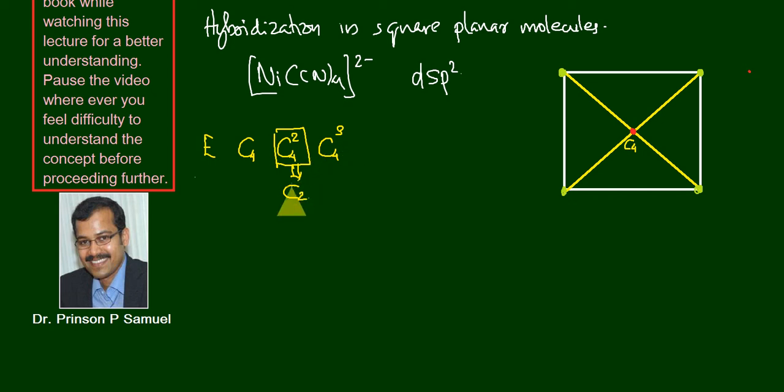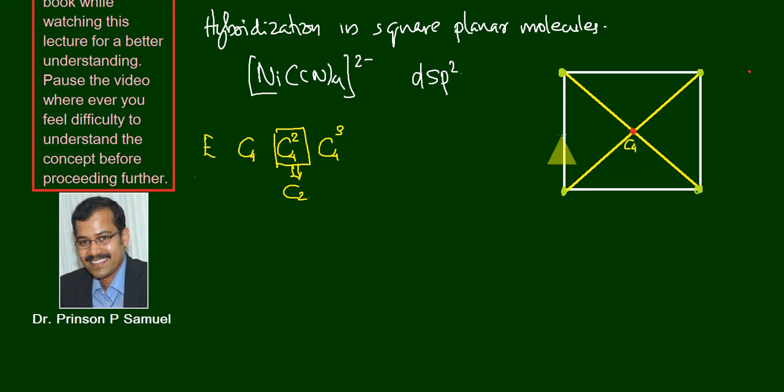Therefore, C4 square should be considered as a C2 operation. Okay, and the next one is after C4, you can consider now the C2 axis. Okay, C4 is the principal axis. Now there are some subsidiary axes perpendicular to this Z4 axis.